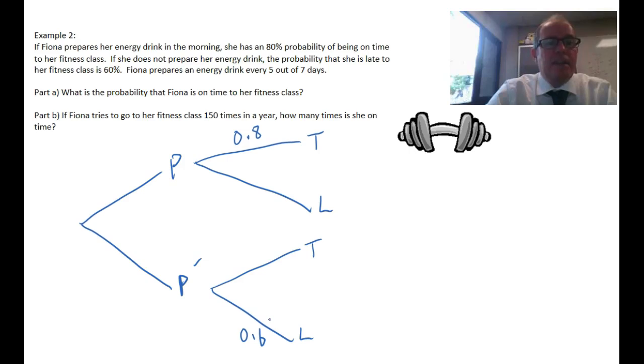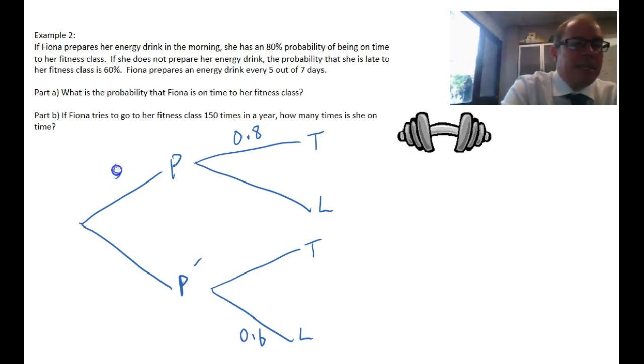Fiona prepares an energy drink every 5 out of 7 days. So the probability she prepares an energy drink is 5/7. So not would be 2/7.